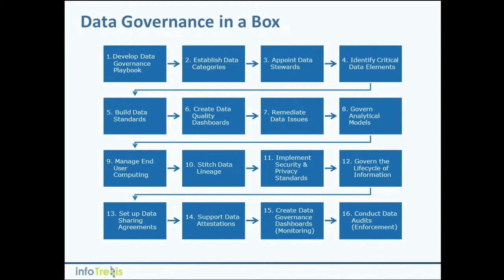So for example, if you're thinking about an MDM use case, maybe number 8 around model governance and number 9 around end user computing might be less important. If you're looking at an approach around compliance with some of the stress testing in the banks, then we can certainly see lineage is very critical. Number 10, data quality, number 6 and 7 are critical, and then 15 and 16 in terms of monitoring and enforcement are absolutely critical.